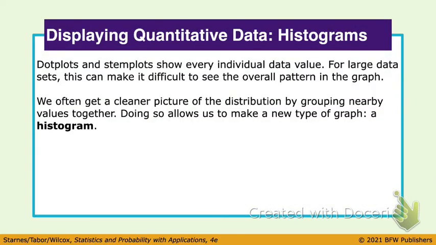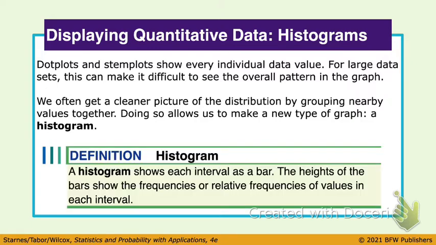So dot plots and stem plots show every single individual data value. When we look at a dot plot, we can see every individual data value. When we look at a stem plot, we can see every little bitty individual data value. But sometimes, especially for large data sets, that can make it a little bit too detailed. And so we sometimes want a better picture by group. So we want to look at just a group, or a section, of the graph. And so we would use a histogram.